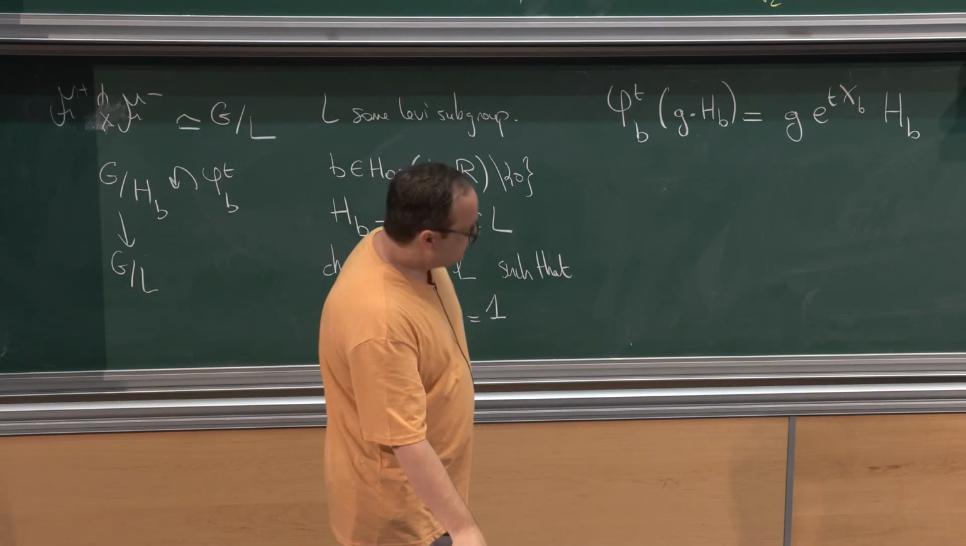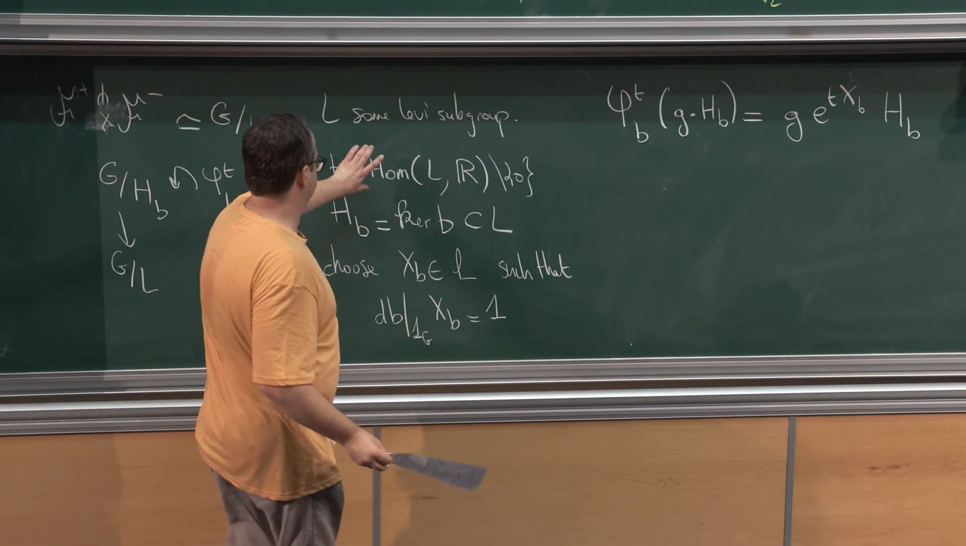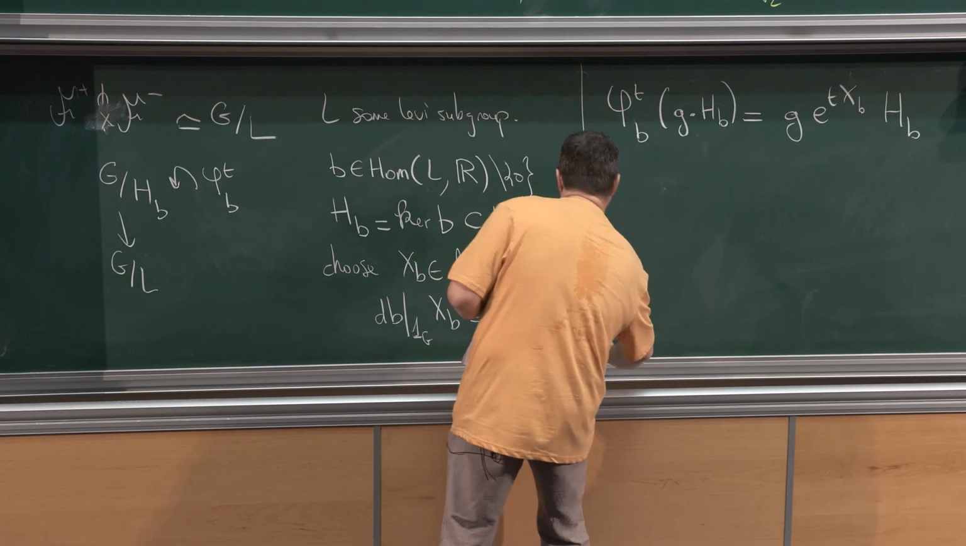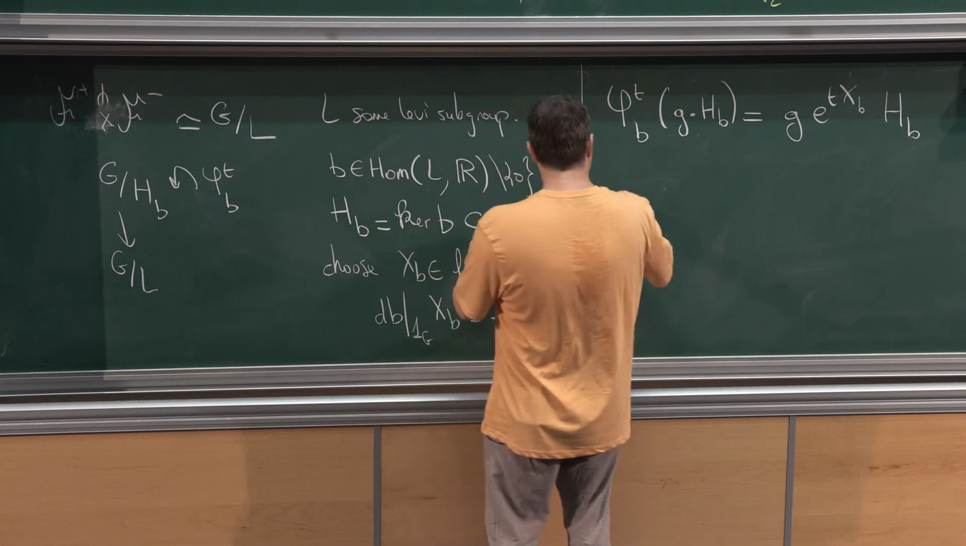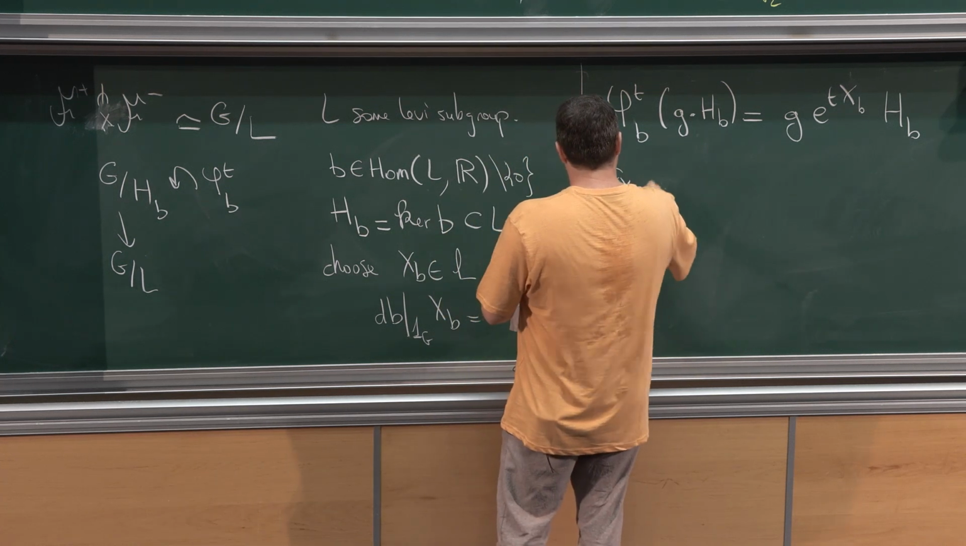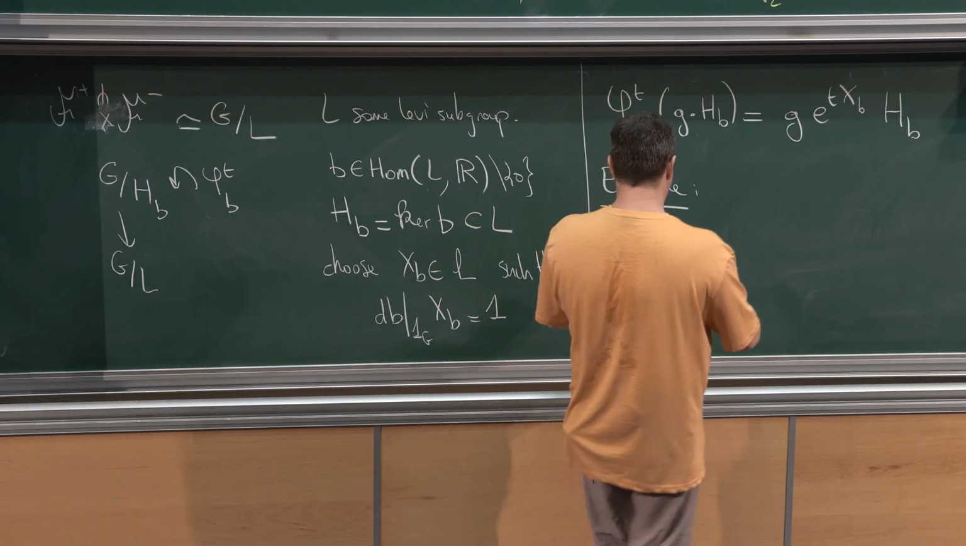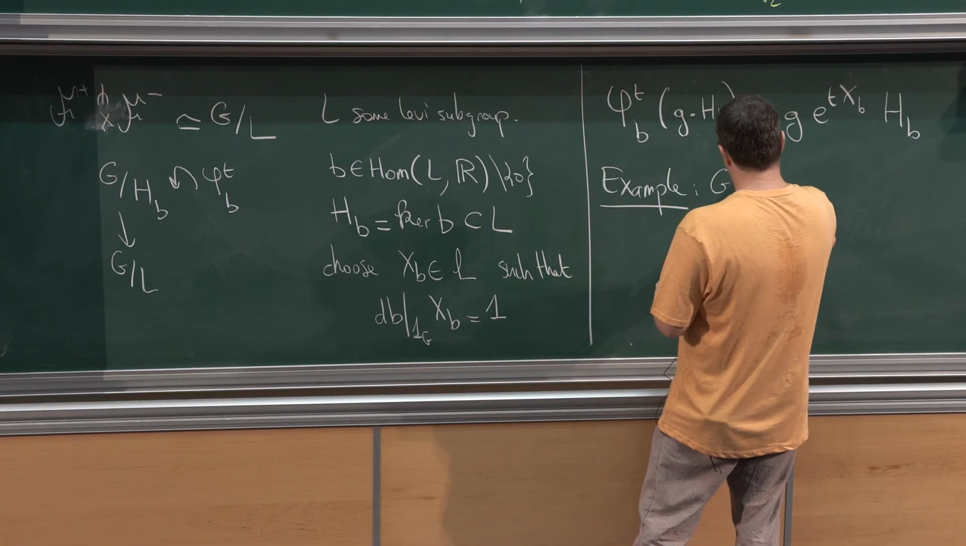So what we have to understand now is what are these homomorphisms from L to R, right? How can you really characterize them? So let's do the case of G as SL d R.